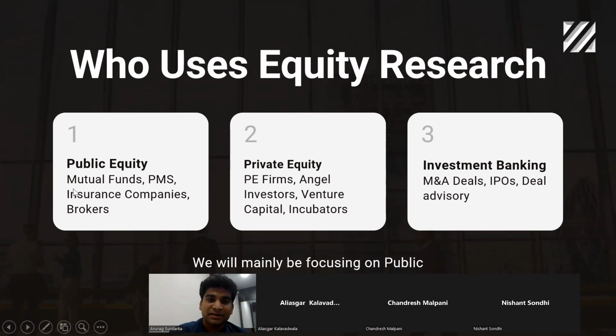So first, public equity, insurance companies. Second, brokers use a lot of equity research. You might have seen a lot of brokers sending reports that, okay, buy Kotak Mahindra Bank or buy Reliance or buy whatever company. To create that report and to do the research behind it, equity research is required.